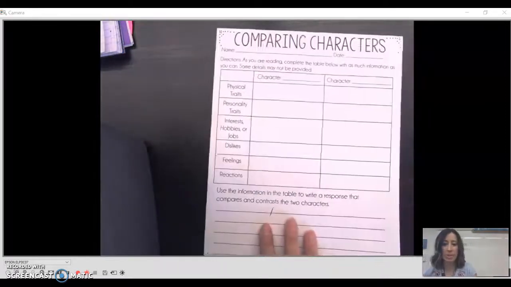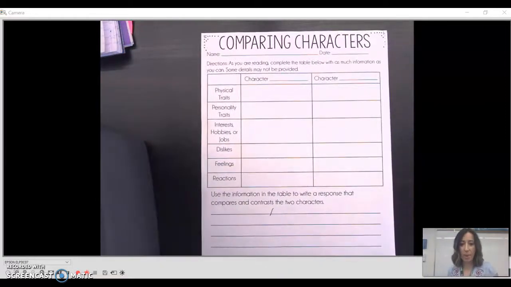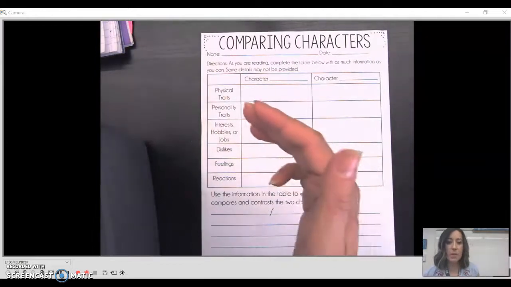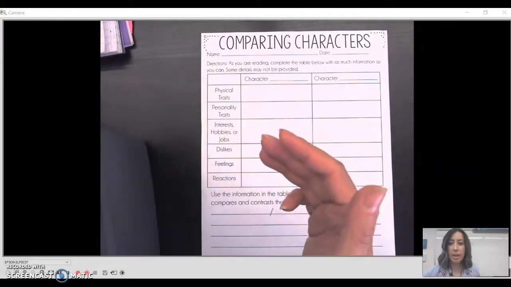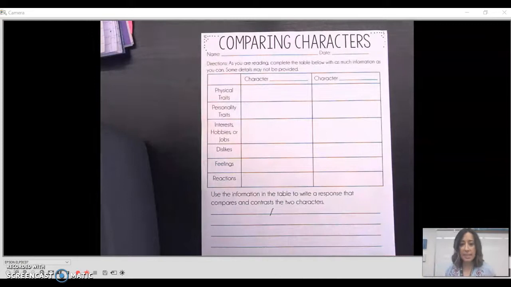Hey guys, remember that last week we started talking about how we can compare and contrast characters in our novels. And we learned that it's more than just one way. When we look at comparing and contrasting characters, we can look at a variety of ways: physical traits, their personality, their interests, their hobbies, and their jobs. Things that they dislike, their feelings towards a topic, or even their reactions to what's happening in your story. That was comparing and contrasting characters.